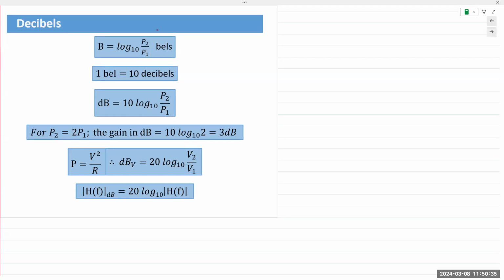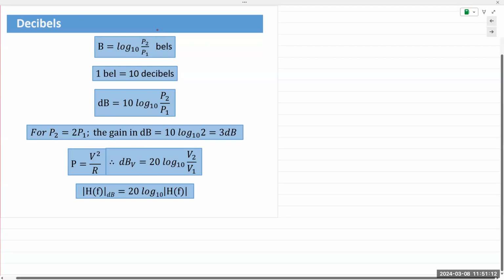One bell is described as a log of the ratio of the two powers, P2 to P1, whether it's being transmitted or received, right? Doesn't matter. But they were trying to describe, again, a very large quantity and a very small quantity. To describe it efficiently and in numbers which made sense, they decided to take the ratio and the log of that ratio to the base 10. So one bell is the log to the base 10 of P2 over P1.